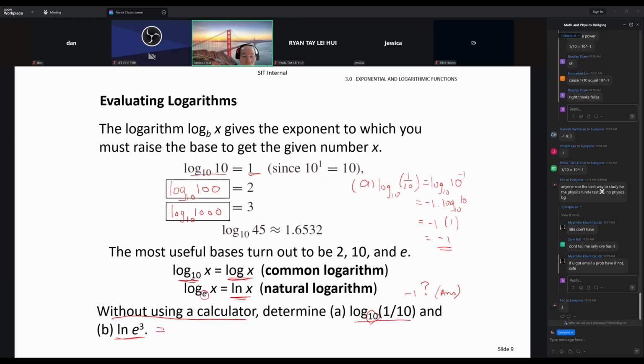Simply use what we have just learned. You can bring the 3 in front of the log, so it's 3 log e. Let me rewrite this: 3 log to base e of e. Log to base e of e, like log to base 10 of 10 that you have seen here, is equal to 1. So it's equal to 3 times 1, and the answer is 3, without using the calculator.